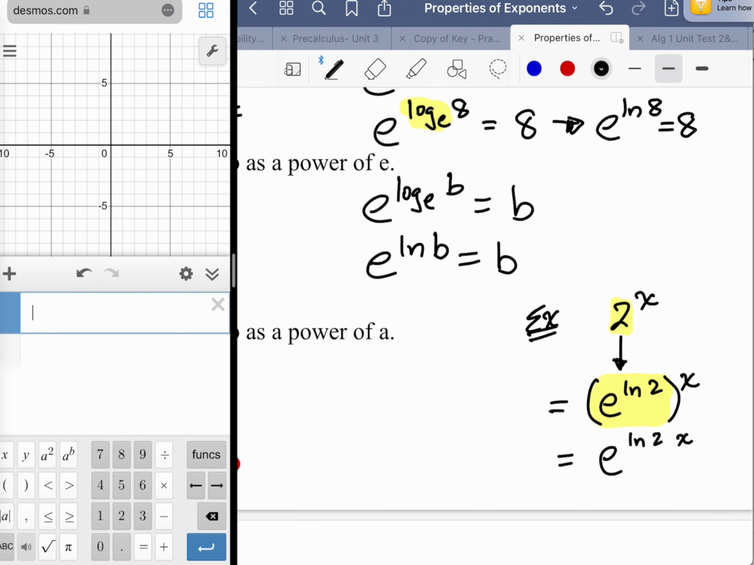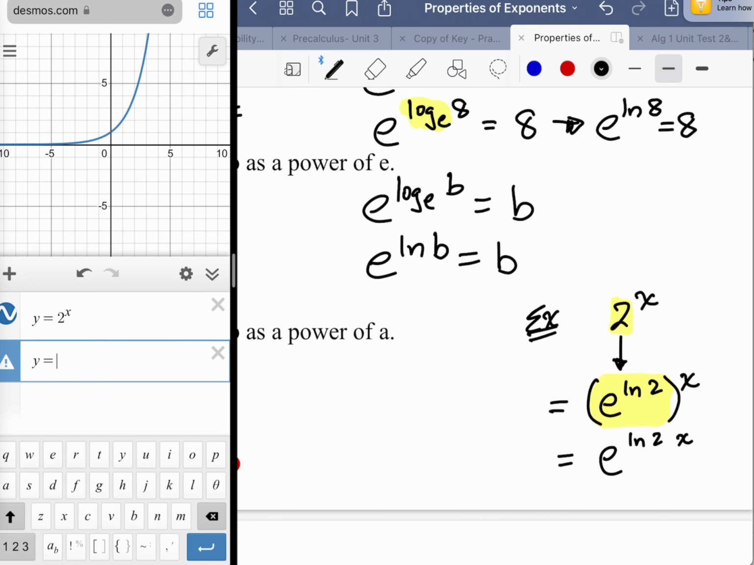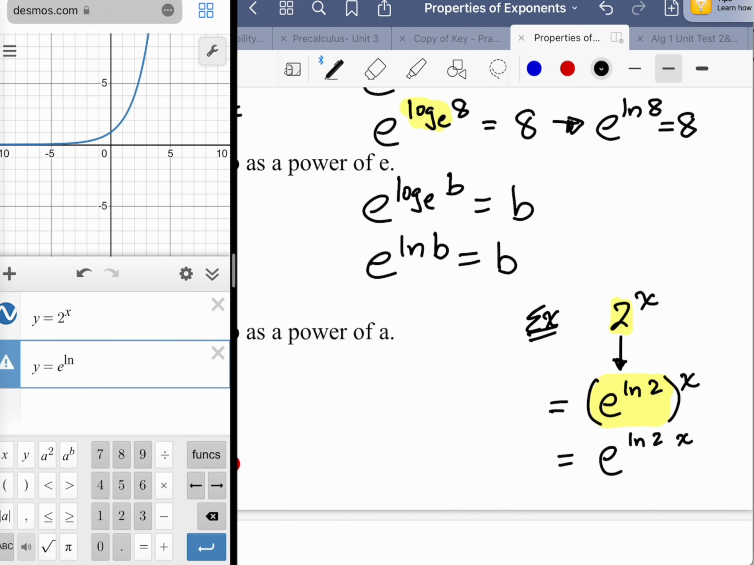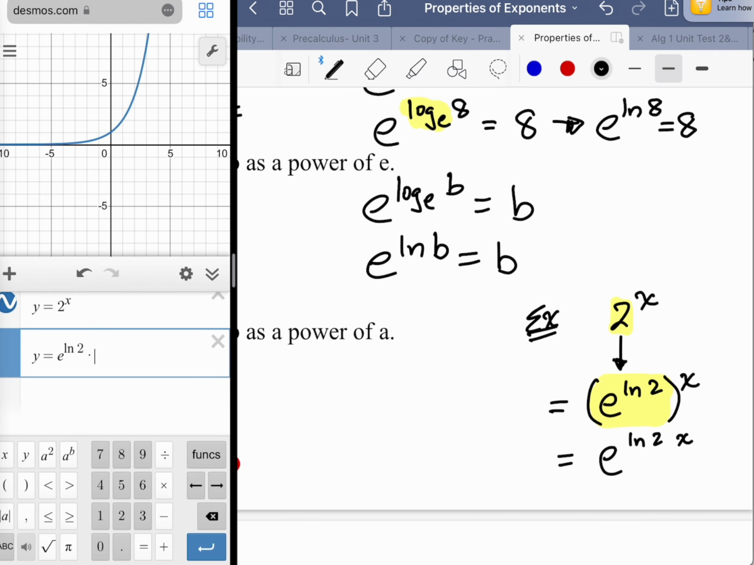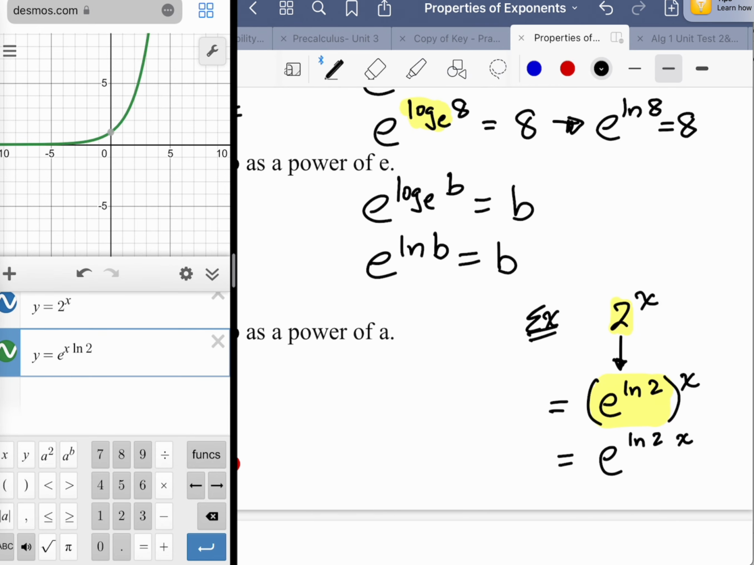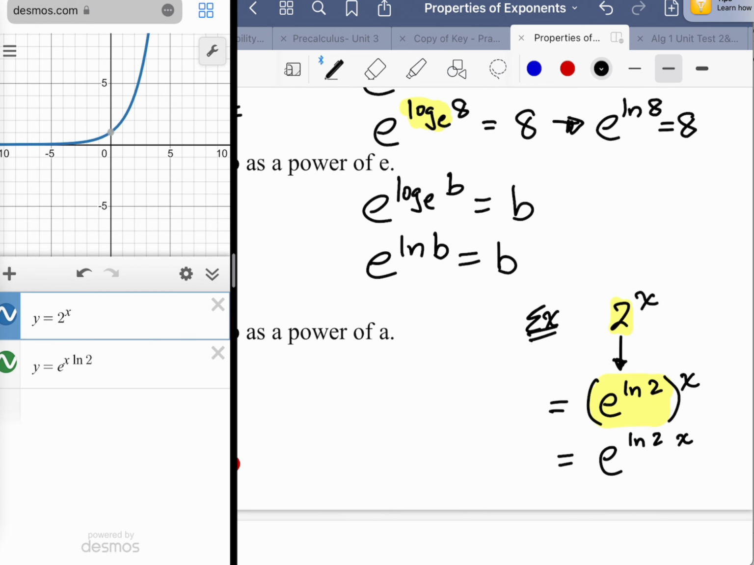All right. And again, if you're not 100% sure, type it in as a function. Y equals 2 raised to the x power. Y equals e raised to the ln of 2 times x power. Oops, I'll put the x in front. Makes it a little cleaner. But you can see that they're plotting the same graph. Same graph, same function.